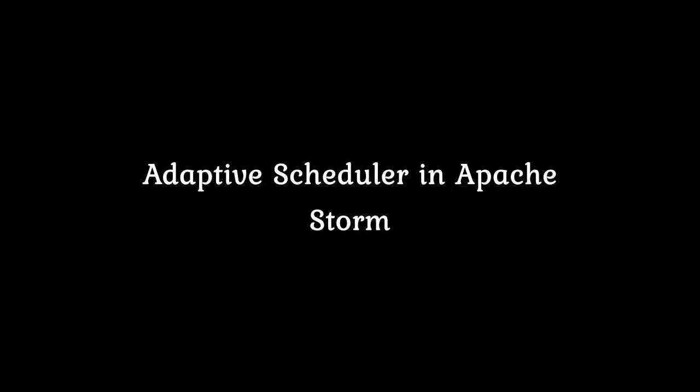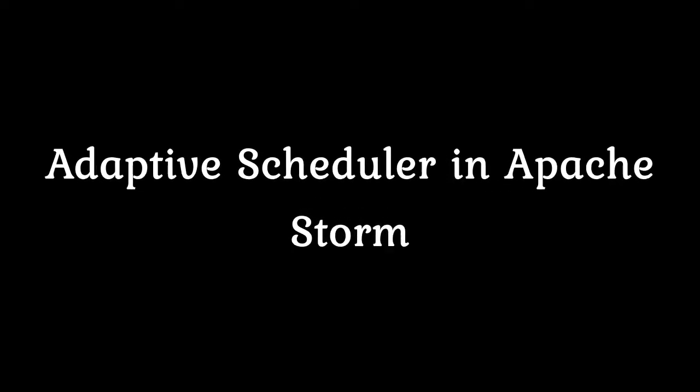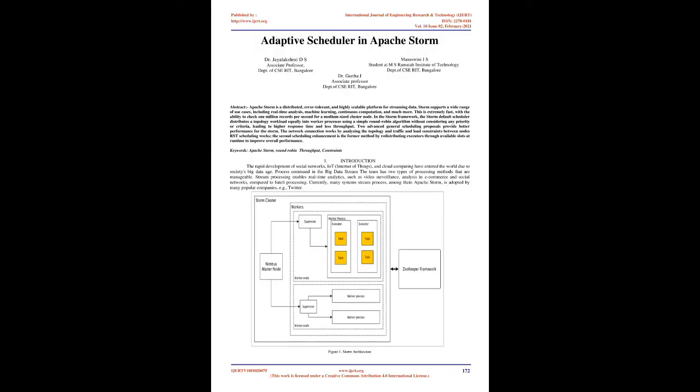Adaptive Scheduler in Apache Storm. Abstract: Apache Storm is a distributed, fault-tolerant, and highly scalable platform for streaming data. Storm supports a wide range of use cases, including real-time analysis, machine learning, continuous computation, and much more. It is extremely fast, with the ability to process 1 million records per second per node on a medium-sized cluster.